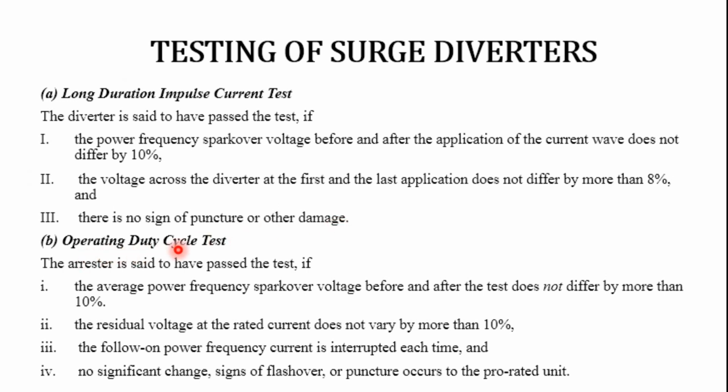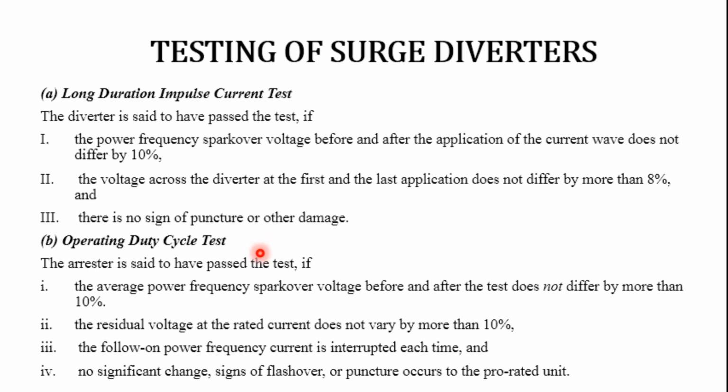Then we have the operating duty cycle test. This is conducted on units of arresters and gives better closeness to actual conditions. The arrester is kept energized at its rated power frequency supply voltage. The impulse current wave is applied first at a phase angle of around 30 degrees from the AC voltage zero. If the power frequency follow-on current is not established, the angle at which the current wave is applied is advanced in steps of 10 degrees up to 90 degrees, the peak position of the supply voltage wave, until the follow-on current is established.